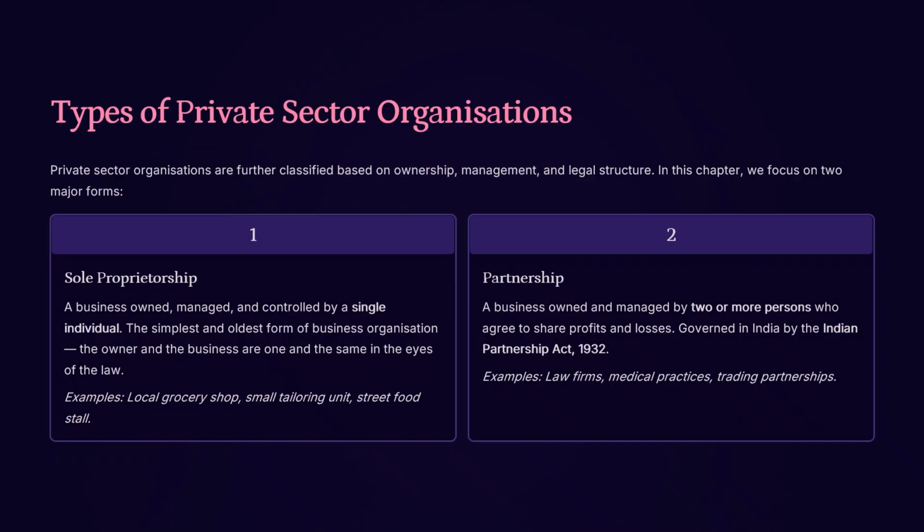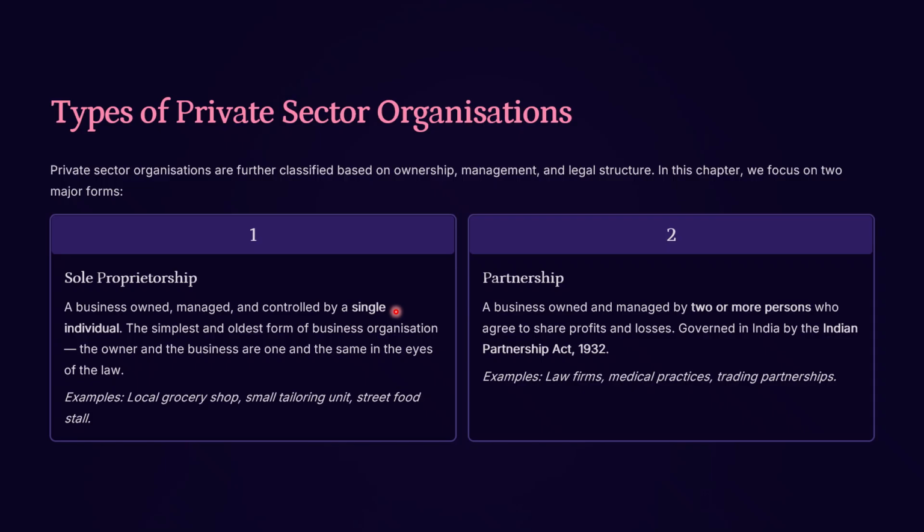Now let's look at the different forms of private sector organization. In this chapter, we will focus on two important forms. The first is sole proprietorship and the second is partnership. So a sole proprietorship is a business that is owned, managed and controlled by one person. It is the oldest and simplest form of business organization. Legally, the owner and the business are considered the same. Examples include a local grocery shop, a tailoring unit, or a street food stall.